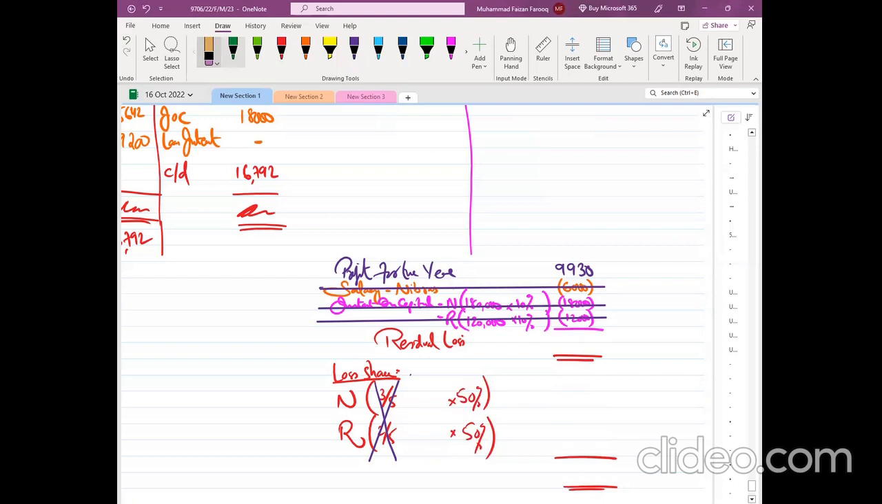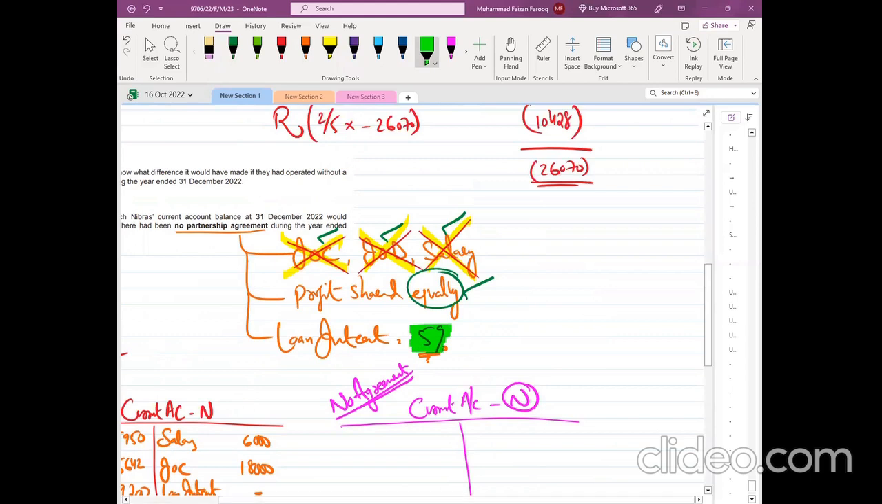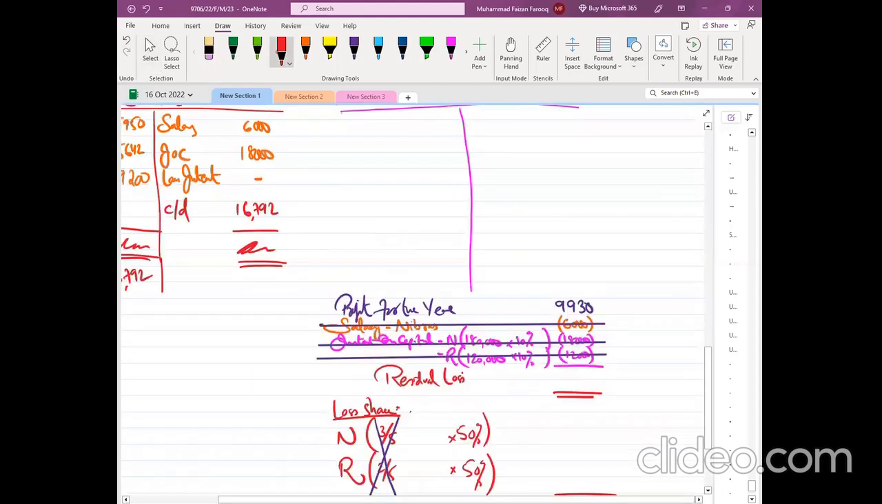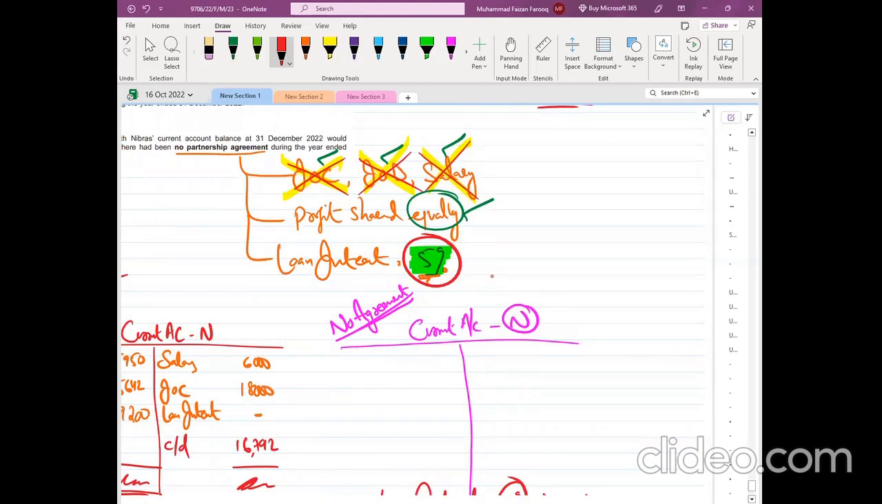One more thing. What is going to happen with interest on loan? Look here. We remove this, we remove this, we remove that. Profit share equally we are aware of. The tricky part is this one. Interest on loan is supposed to be how much? 5%. Very carefully, please. In this profit, we deducted 900, right or wrong? Loan interest. When we computed that one, we calculated loan interest at 10%, and we already deducted 900, right or wrong? It's 10%. What rule says that if there is no agreement, the interest rate is how much? It's supposed to be 5%.